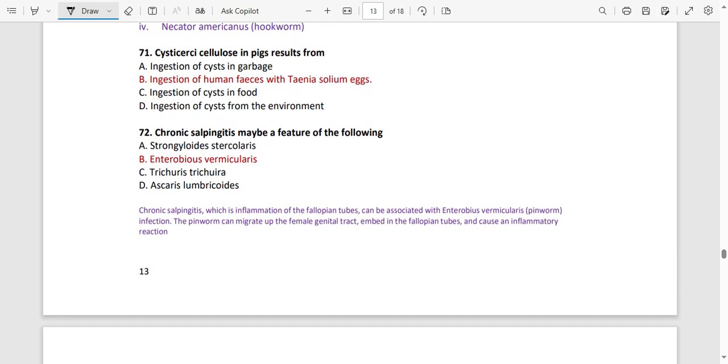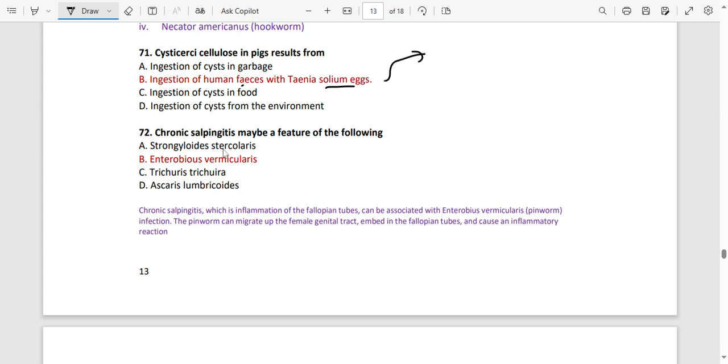71. Cysticercus cellulosae in the pigs results from ingestion of eggs in human feces with Taenia solium eggs. Remember when the pig ingests the eggs through the feces, then it is going to enter and differentiate into the cysticerci in muscle, such that when we again go and eat that pig, we develop cysticercosis.